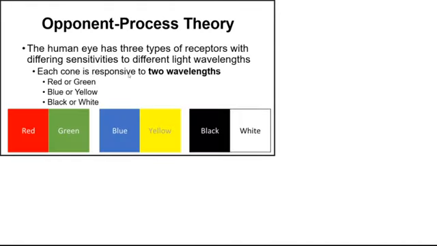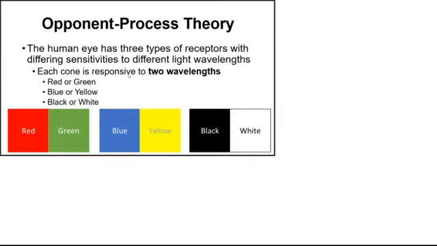And this is the opponent process theory. This one was proposed by Edward Hering, and this is still in the 1800s, a little bit later on in the 1800s, but he was really upset that the standing theory didn't do a great job with yellow.